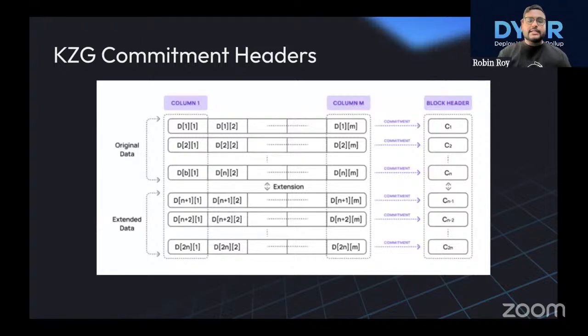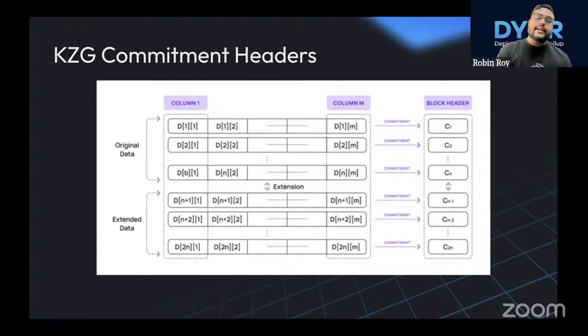What Avail does is basically shown in this diagram. We have this original data you see on the top, right? And then we extend the data. Basically, we do erasure encoding, and from the n by m matrix, we create a 2n by m matrix. We do an erasure coding and extend that data for redundancy.